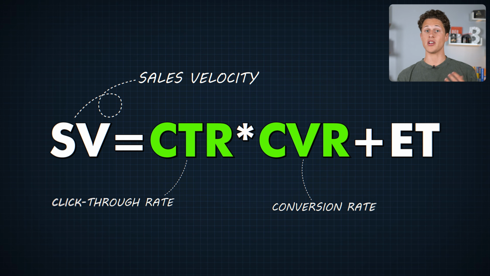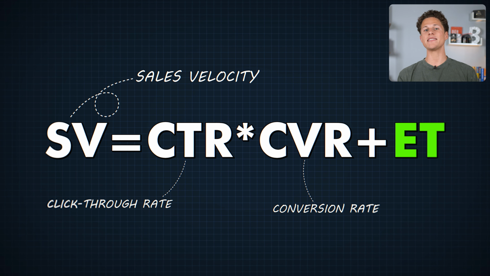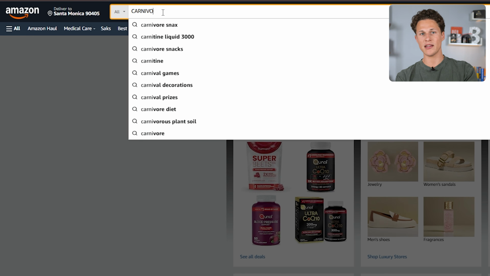The other half of this equation is the ET. And that stands for extra traffic. Because when you first launch, yes, some people are going to find your product from searching for whatever your keyword is and organically find your product. But most people, for that first couple weeks that buy your product, they're not going to find your product organically. They're going to find it from one of two different possible ways.